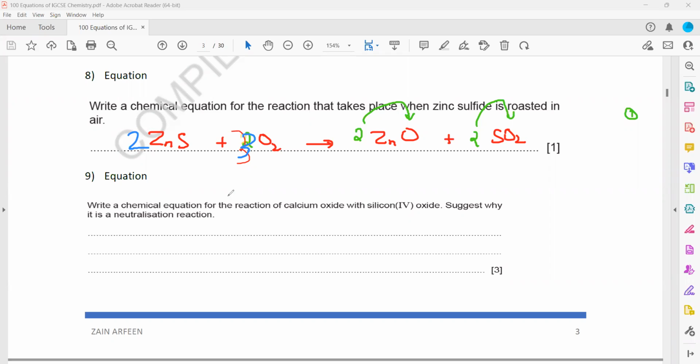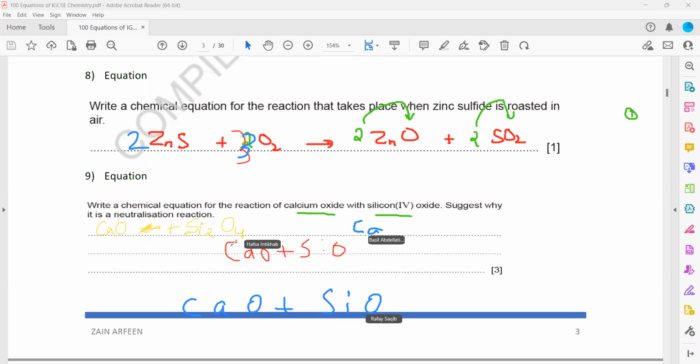Write a chemical equation for the reaction of calcium oxide and silicon oxide and suggest why it is a neutralization. What was the equation? Calcium oxide is a basic oxide. Silicon 4 oxide is an acidic oxide. That's why it is called a neutralization. Silicon oxide is not Si2O4. Silicon oxide is SiO2, because silicon is plus 4 and oxygen is minus 2.